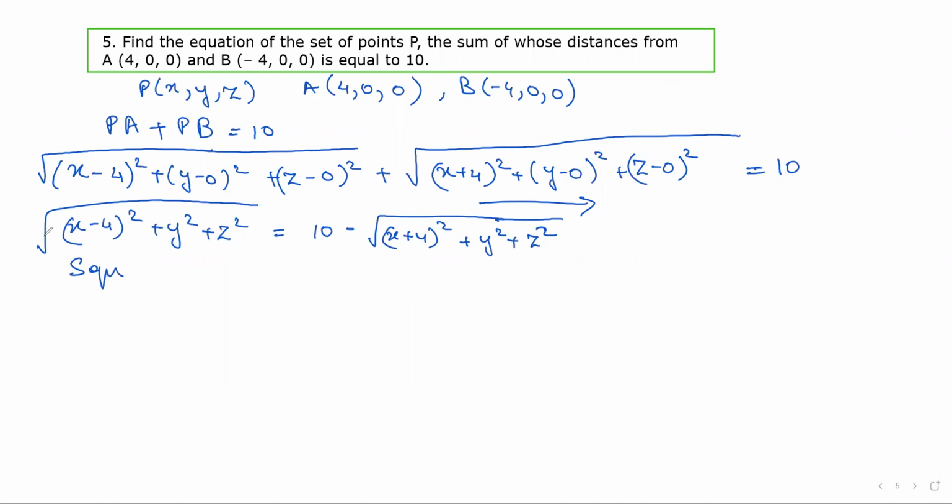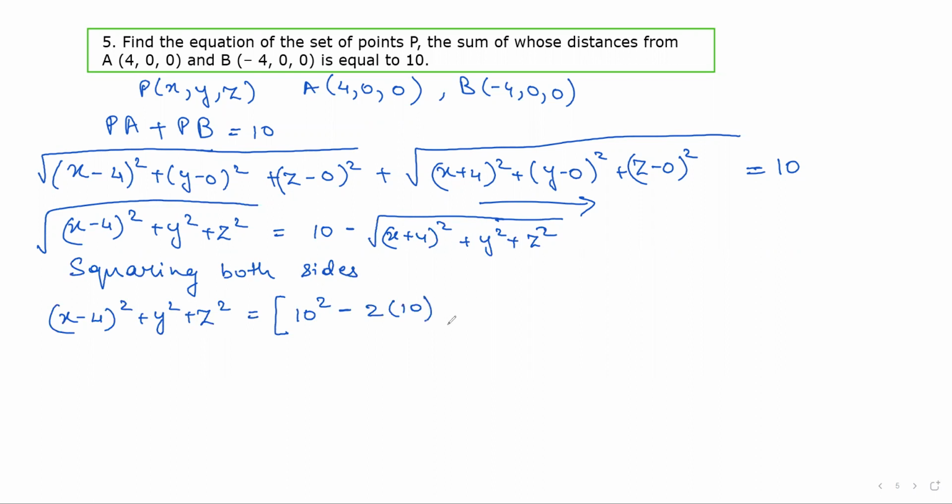Now you'll take square on both sides because we want to get rid of this root part. It's very difficult to deal with. Squaring both sides. This gives you (x minus 4) whole square plus y square plus z square is equal to (a minus b) whole square, which means a square minus 2 times a into b plus b square, which is (x plus 4) whole square plus y square plus z square.